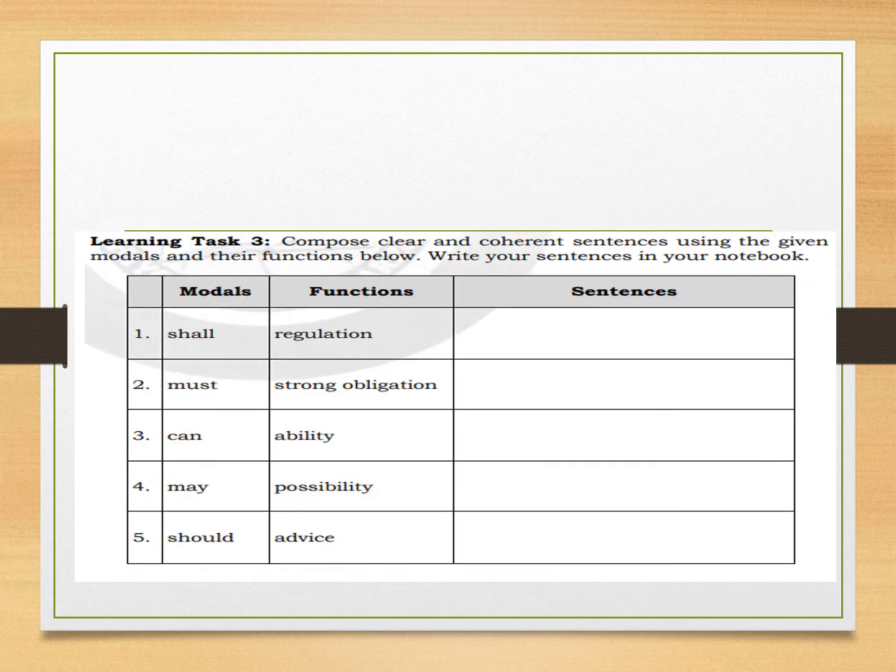Learning Task 3. Compose clear and coherent sentences using the given modals and their functions below. Write your answers or sentences in your notebook. So we have the modals shall, must, can, may, and should.